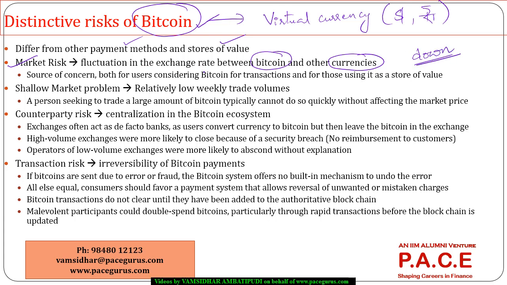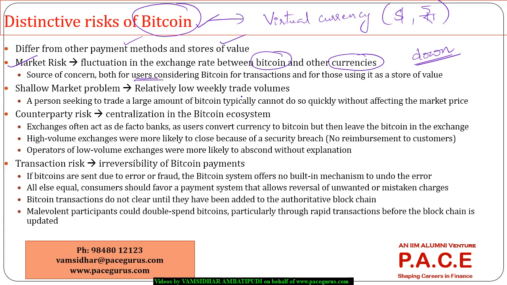So we are talking about an exchange rate between a Bitcoin and other currencies. It's a major source of concern, one, for the users considering the Bitcoin for transactions, because the value of the Bitcoins might go down quite drastically because of the exchange rate fluctuation. So those who are using Bitcoin for transactions also will get affected. Those who are using Bitcoin as a store of value also are getting affected.